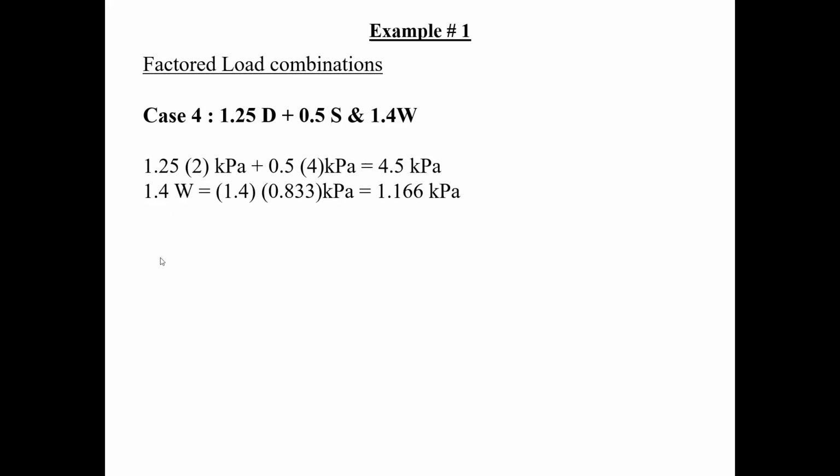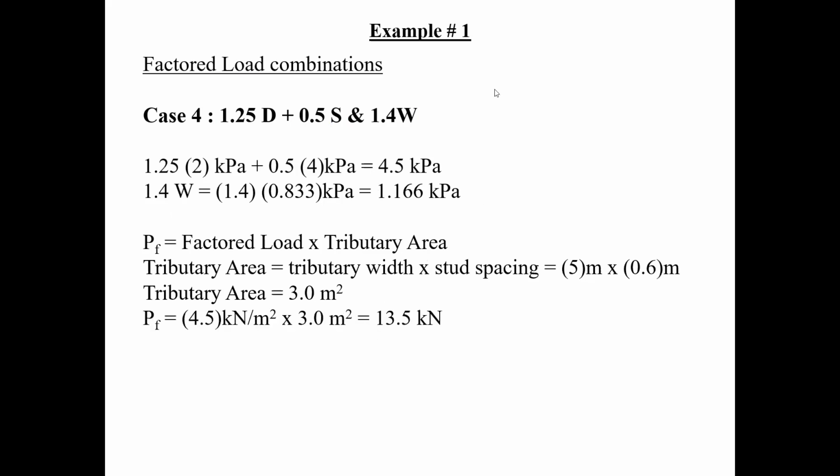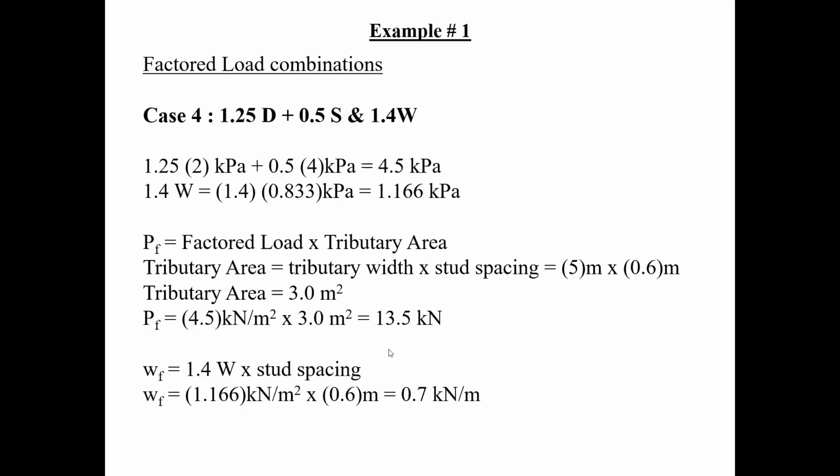Now, it's the same tributary area, same tributary width. The only difference is that the values change. So it's the same tributary area as before, and it's 0.3 meters. So now I went from 25 to 13.5 for my PF, but my WF went up substantially. It went from 0.2 to 0.7 kilonewtons.